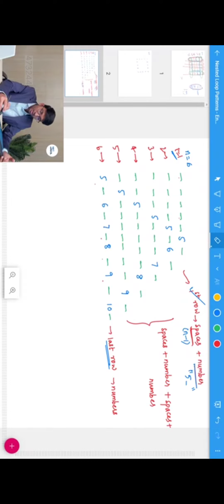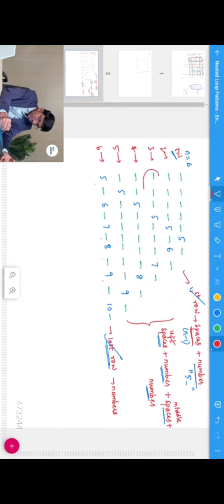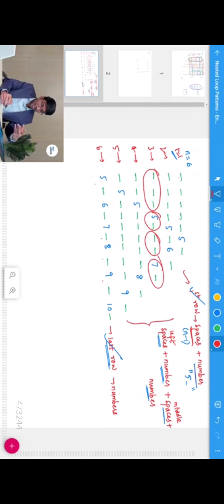So let's calculate the middle rows. The middle row looks like this. First row is done, last row is done. Let's calculate the middle rows. The middle rows have spaces, number, spaces, number. So this is left spaces starting, then middle spaces. First we have spaces, then a number, spaces, and then a number. So let's calculate for any I, how many left spaces are there, how many middle spaces are there. And this number is always 5.